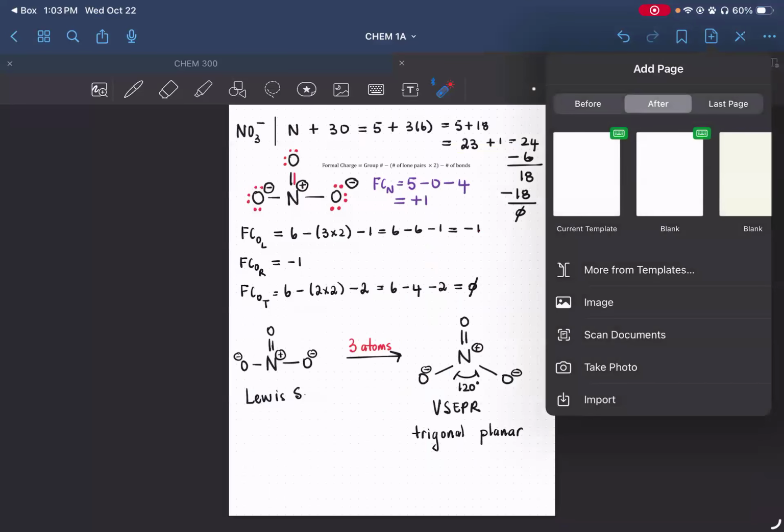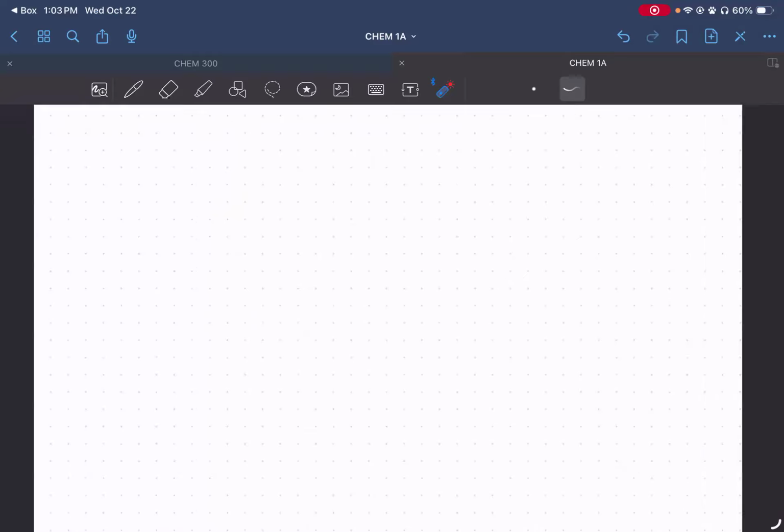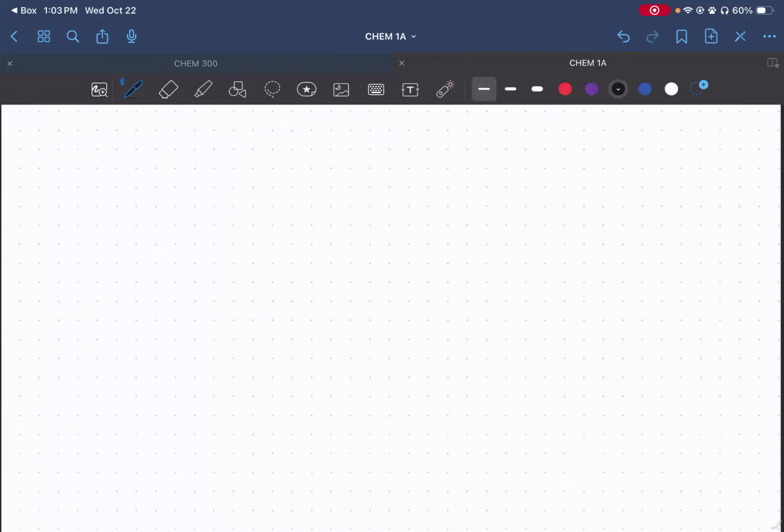Let's do another one. Let's do OH minus, another polyatomic ion. Hopefully we're getting the hang of the steps by now. I don't expect to have it memorized yet, of course.